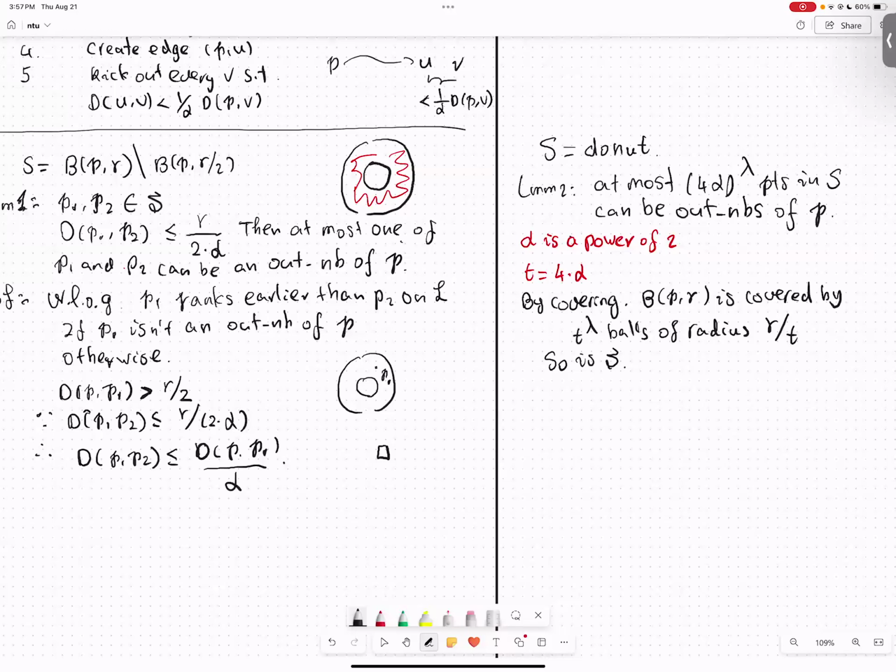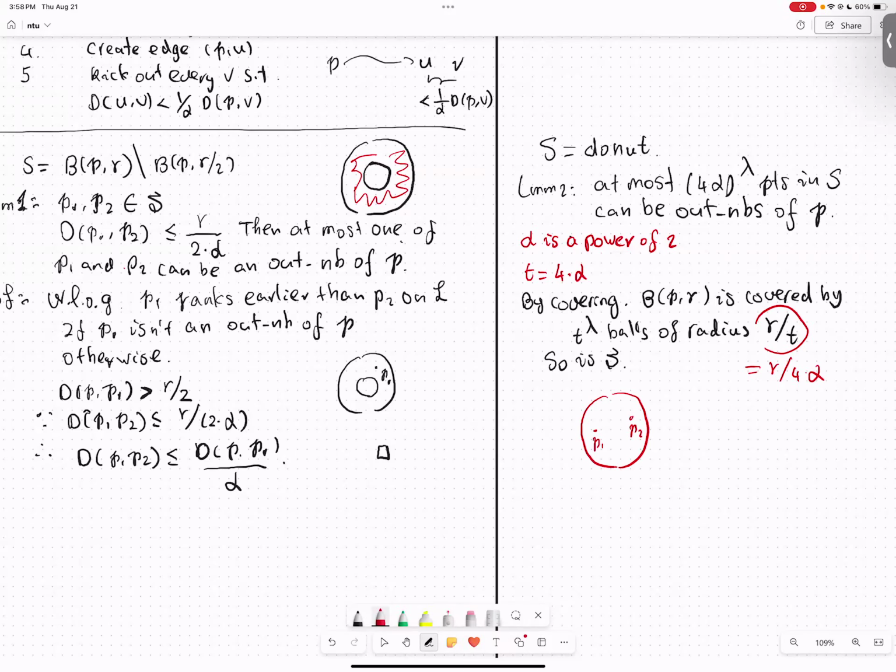All right, now let's look at every ball. Now you can see the ball has radius R over T, right? So R over T, so let's expand it. So this is R over 4 times alpha. Okay, R over 4 times alpha. Now let's look at this ball.